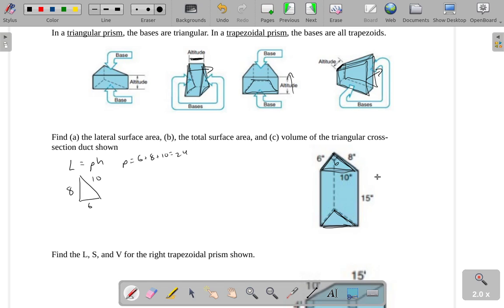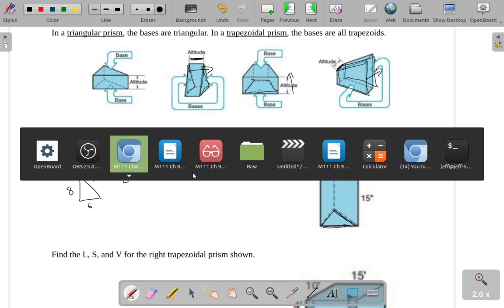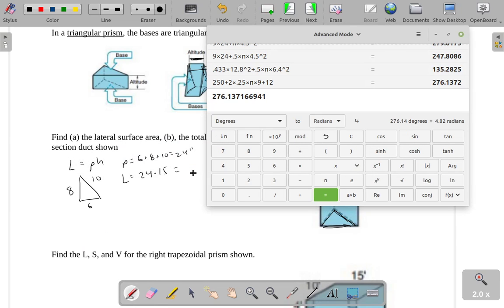It looks like all of these, it's a little blurry, but those appear to be in inches. So I'm going to call this 24 inches. So my perimeter is 24 inches. The height, this distance right here, the distance between my bases, is 15 inches. So my lateral surface area is 24 times 15, which gives me 360.